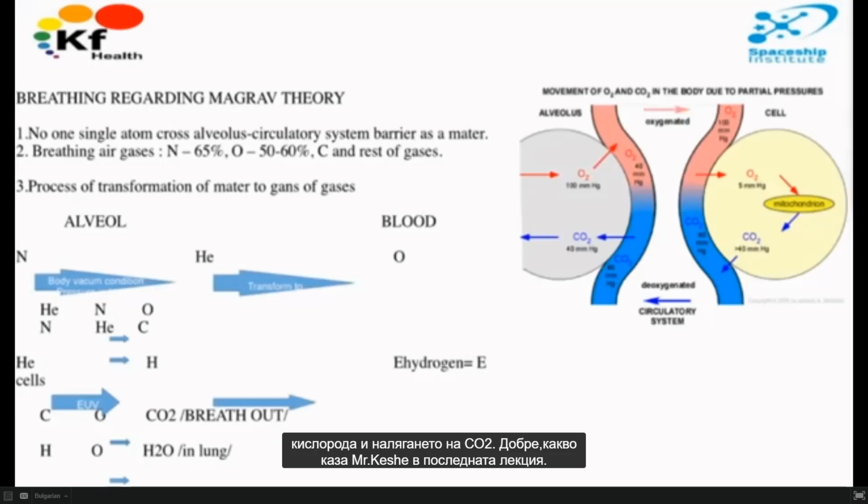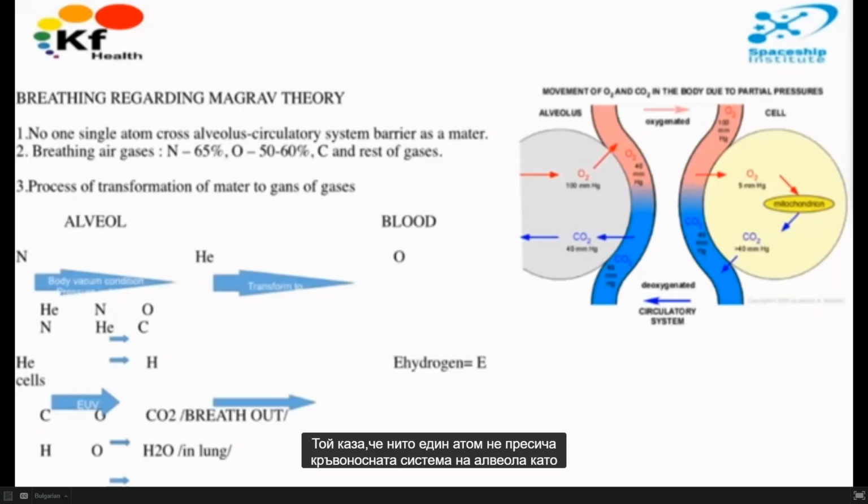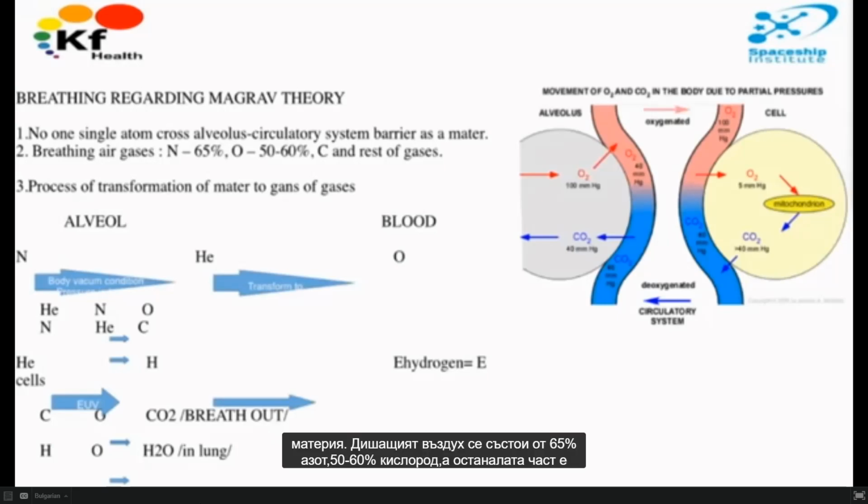Okay, what Mr. Kesh said in the last talk. He said, no single atom crosses the alveolar circulatory system barrier as matter. Breathing air consists of 65% nitrogen, 50–60% oxygen, and then the rest is carbon and other gases.